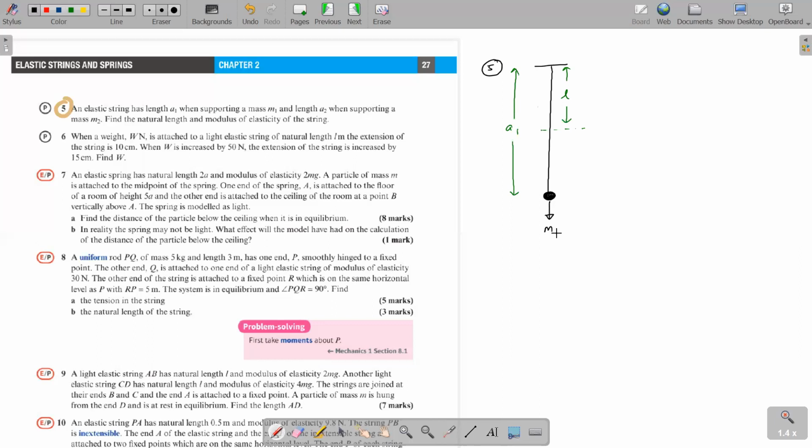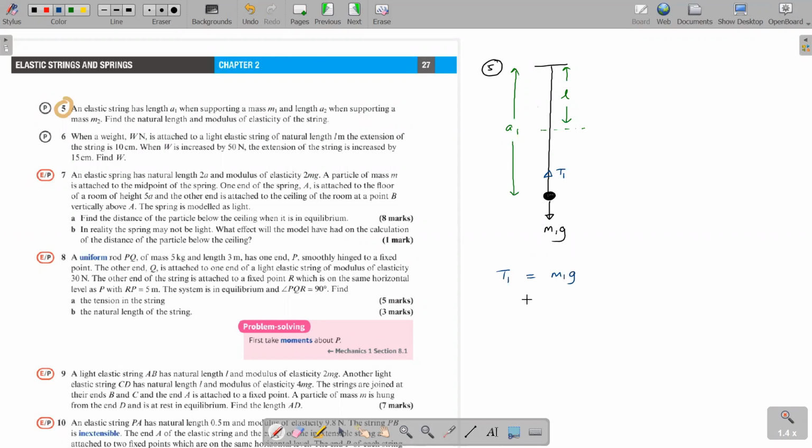Weight is mg, so because the mass is M1, weight will be M1g. Tension, let's put it as T1. First let's write the equation. I think we'll have to go for a pair of simultaneous equations here to get the natural length and the modulus of elasticity. So shall we write the equation for the first case? Over here, the tension balances out with the weight, so it will be in equilibrium. So tension 1 equals M1g.